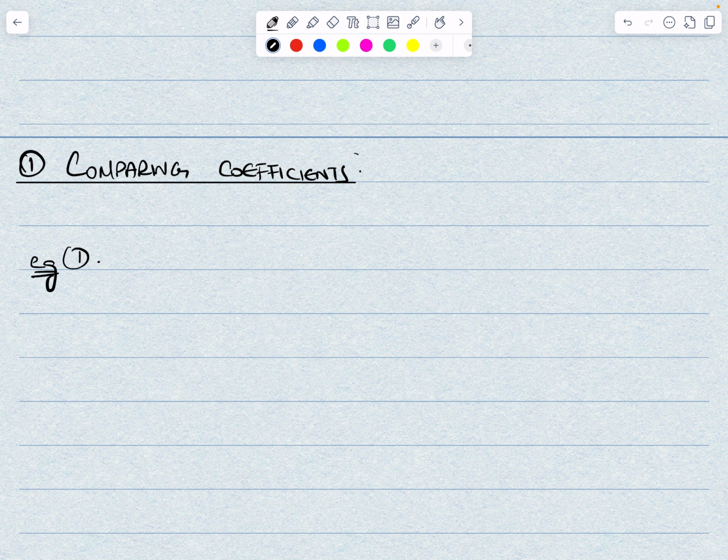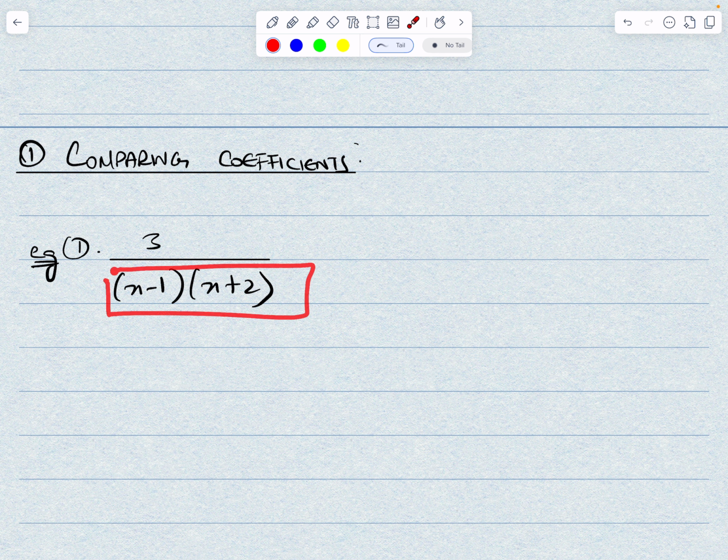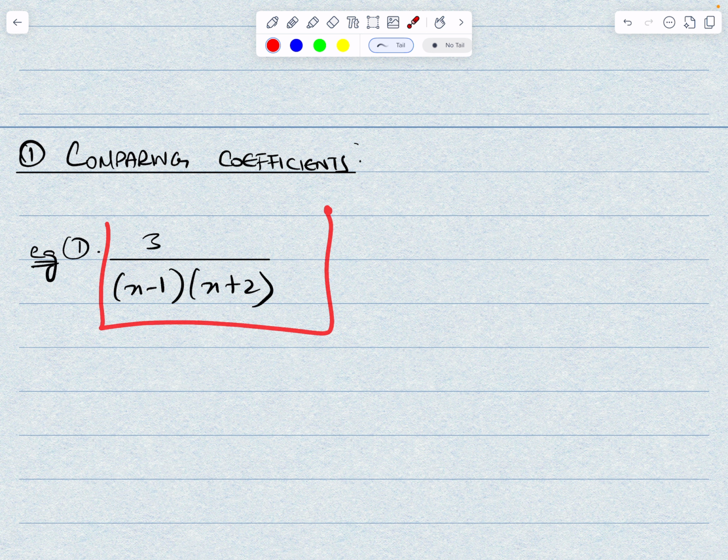Let's say, for example, I have 3 over (x minus 1)(x plus 2). So in this case, realize that the denominator is in factorized form. If it's not in factorized form, I'll have to convert it into factorized form. So how do we convert this into its components? Like which fractions will give me this fraction?